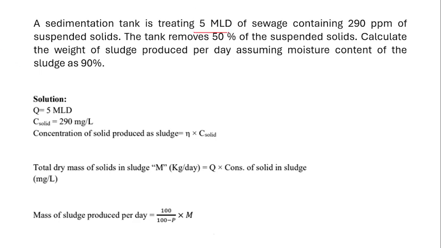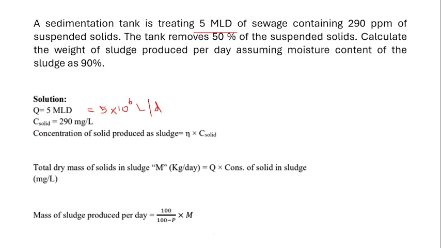So from the given question, the flow rate Q is equal to 5 MLD, which is nothing but, 1 million is equal to 10^6, so 5 × 10^6 liters per day. Okay. And now the concentration of the suspended solids is given as 290 ppm. So 1 ppm is equal to 1 mg per liter. So it is 290 mg per liter.